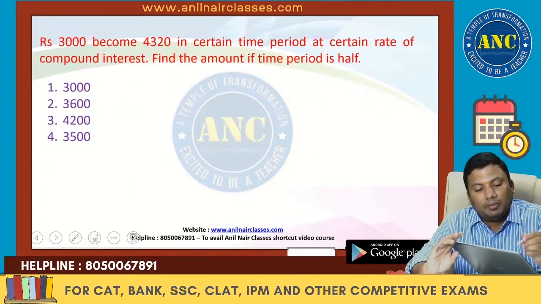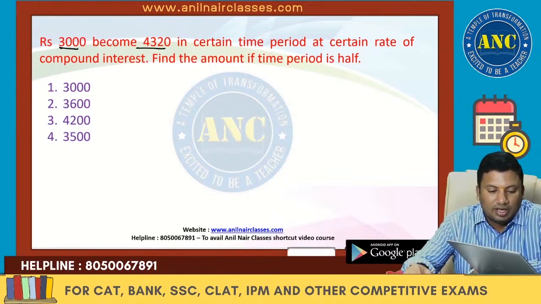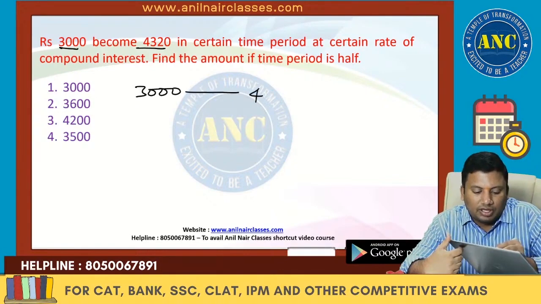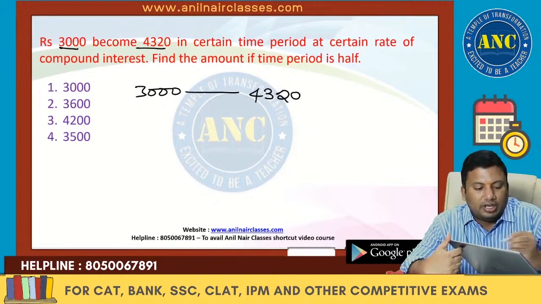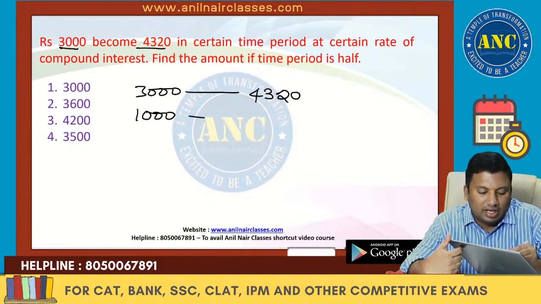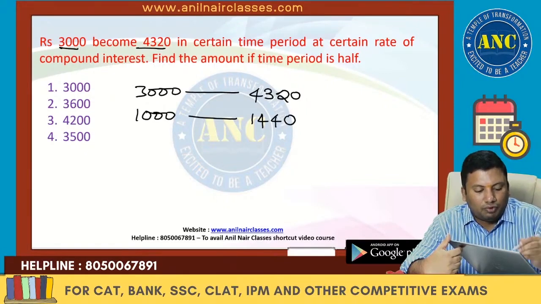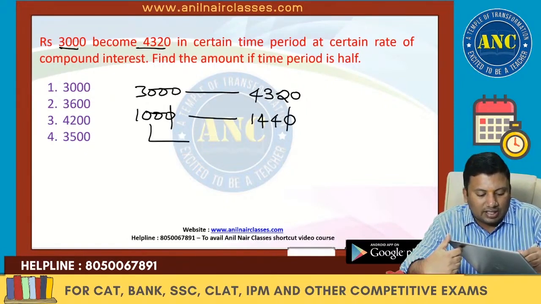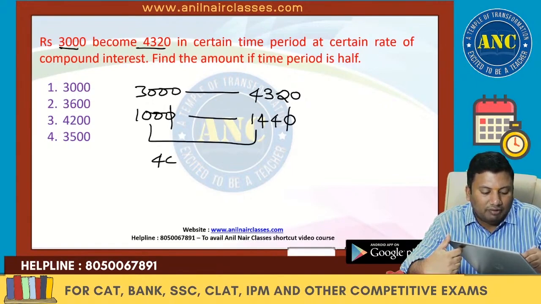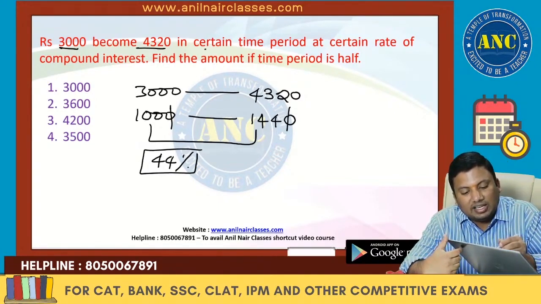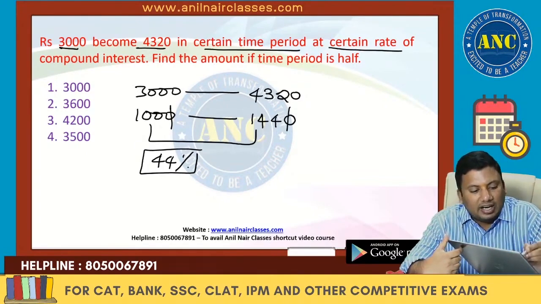3000 becomes 4320. Principal is 3000 and it is becoming 4320. So if I divide by 3, this is 1000 and this is nothing but 1440. Again zero cancels. 100 is becoming 144. That means it is nothing but 44 percent change in a certain time period at a certain rate of interest.